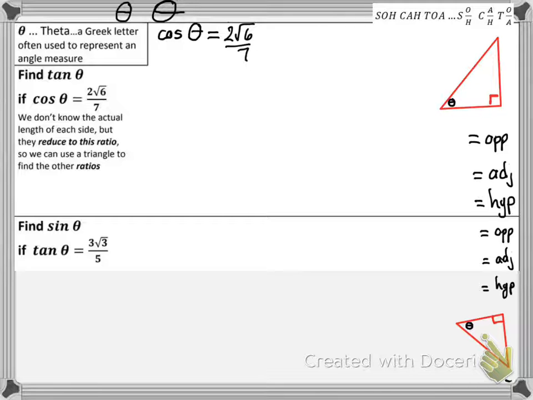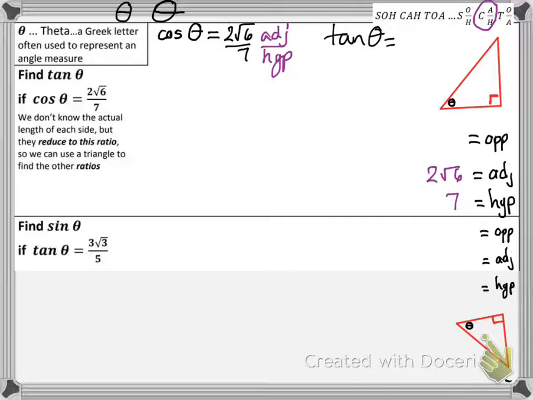What we want to know is tangent theta. Let's think about what we know. Cosine is adjacent over hypotenuse. So this side has to be adjacent, and this side has to be my hypotenuse. Let me come down here and write it down. My adjacent side, 2 root 6. My hypotenuse is 7. I need to find my tangent.